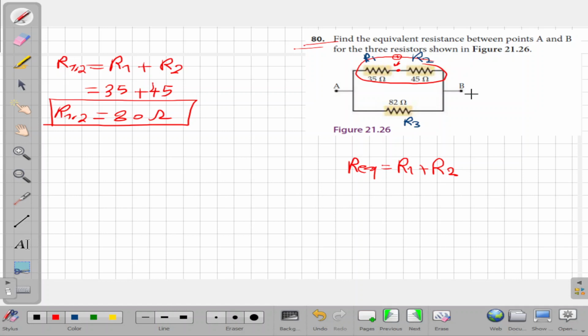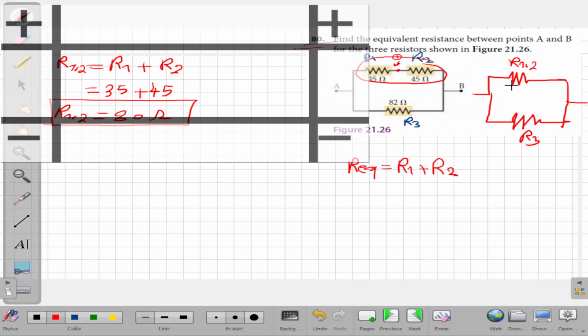Now let's redraw our electric circuit. We have here R12, the equivalent resistance of R1 and R2, and we have here the third resistor, which is equal to 82 ohm. Notice that R12 and R3 are connected in parallel because they have two points in common. This is the first point and this is the second point.